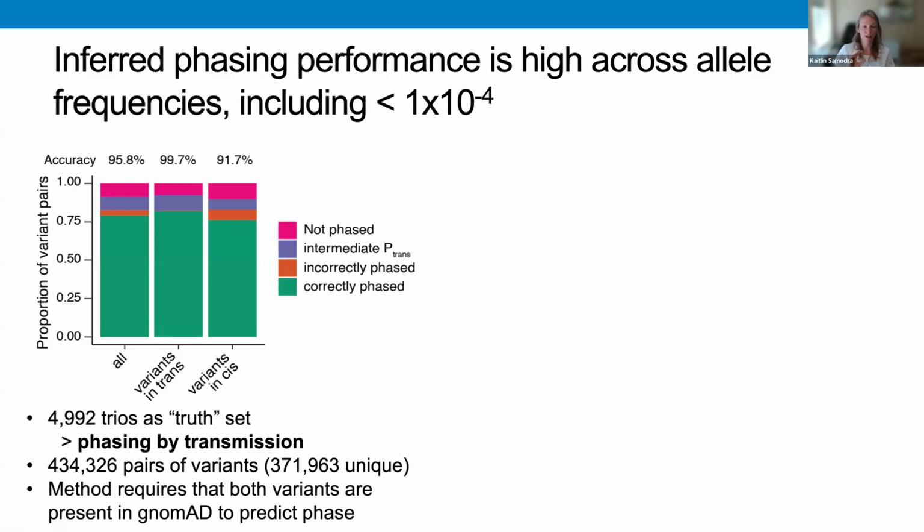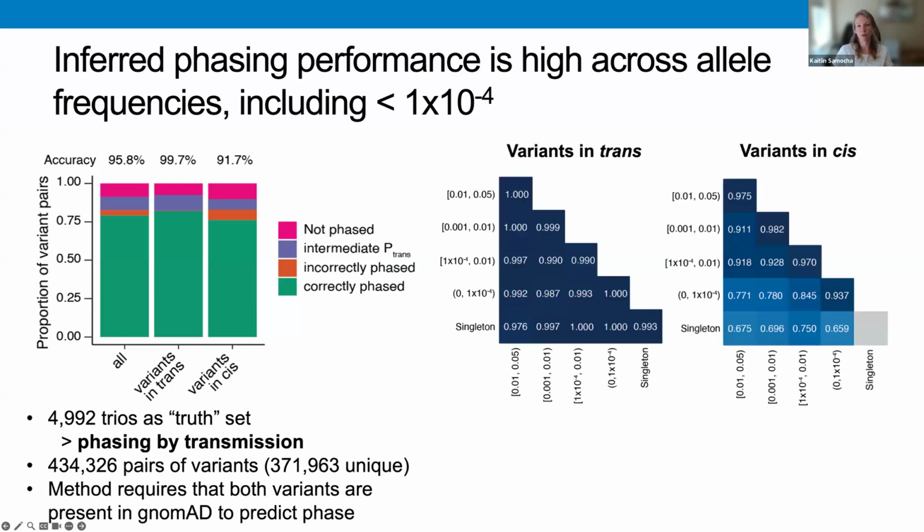This method, I should say, does require that both variants are present in gnomAD to predict phase. In this truth set, that was about 91% of the variants. This is not necessarily the perfect example, given that they were jointly called with the data set, but I'll have another example here. So there are about 8 or 9% that weren't phased because they weren't present in gnomAD. We do see that there's another chunk that get an intermediate p-trans value, so they don't clearly seem to be in trans or in cis. But for those that we can phase well, we are quite accurate. And overall, these are the accuracy measures. You can see that this works even down to fairly rare variant values.